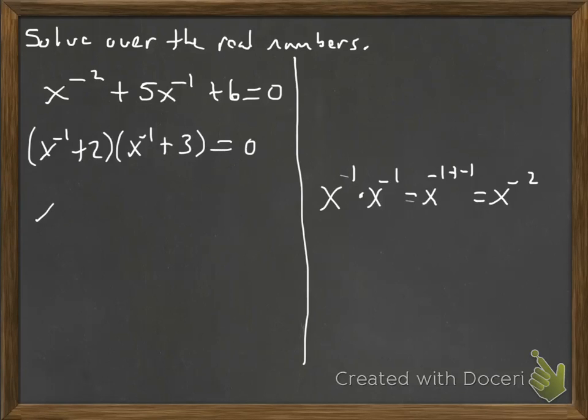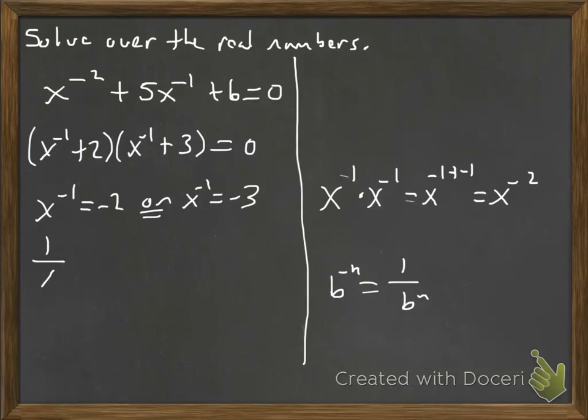Okay, so x to the minus 1 plus 2, x to the minus 1 plus 3 equals 0. We're going to set each one of those equal to 0. So x to the negative 1 plus 2 equals 0. We're going to subtract 2 from both sides. And then the other one we're going to subtract 3 from both sides. Now we're going to make a note that b to the minus n is defined to be 1 over b to the n. So x to the minus 1 just sends the x down into the denominator, so that'll be 1 over x is equal to minus 2. Same thing with the other equation. 1 over x is equal to negative 3.